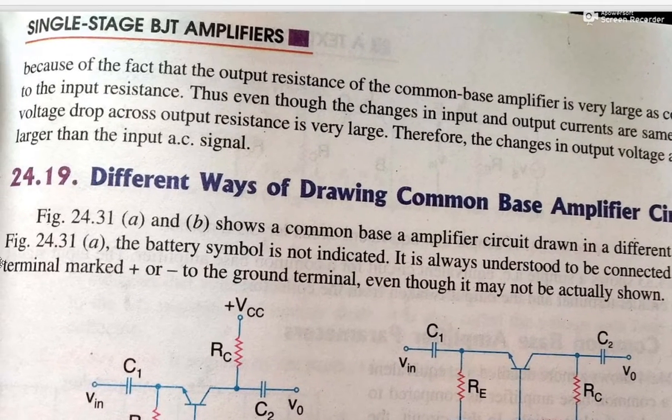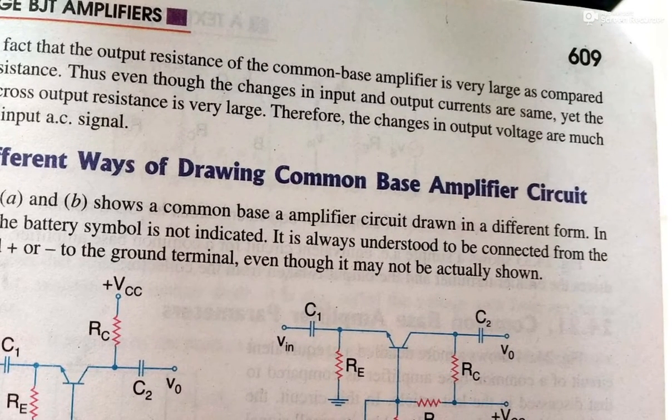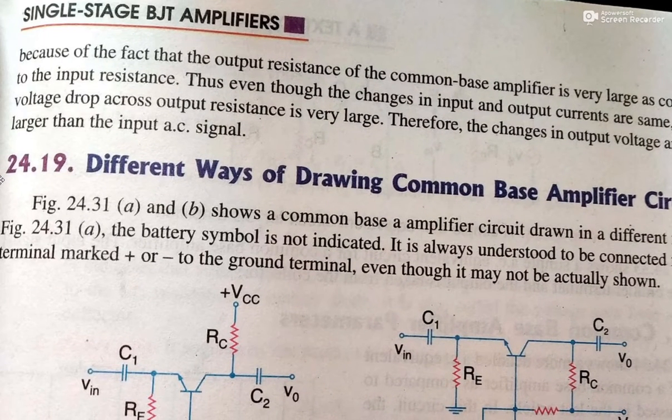We get a larger voltage gain because the output resistance of the common base amplifier is very large as compared to the input resistance. Thus, even though the changes in input and output current are the same, the voltage drop across the output resistance is very large. Therefore, the change in output voltage is much larger than the change in input signal.